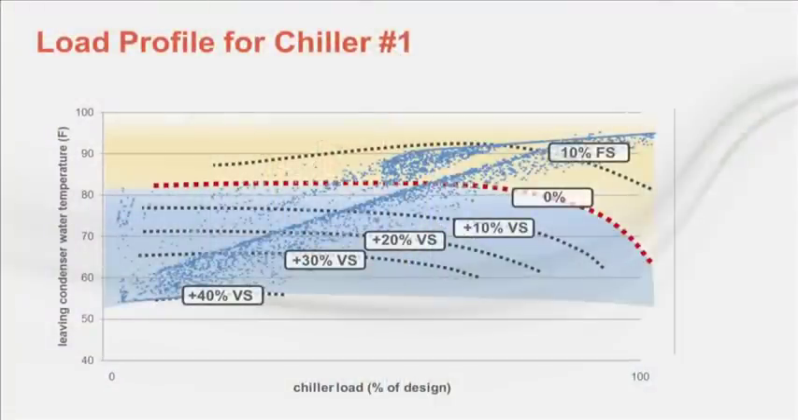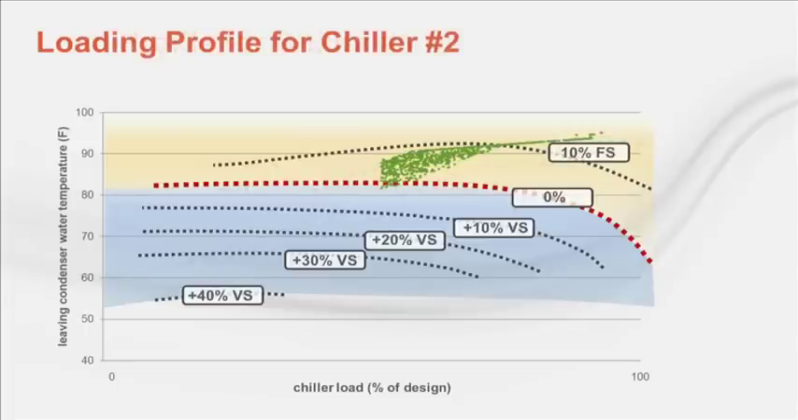Okay, so let's look at the operating profiles for the two chillers. The first chiller operates quite a few hours at conditions where variable speed drive saves energy, and a decent number where it uses more energy. Even so, at first glance, it looks to be a good candidate for a variable speed drive. How about the second chiller?